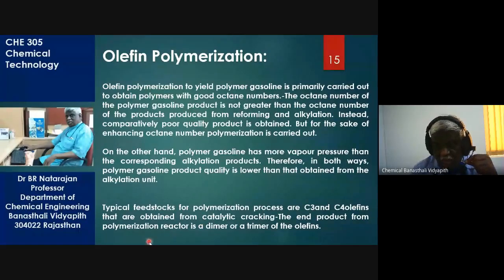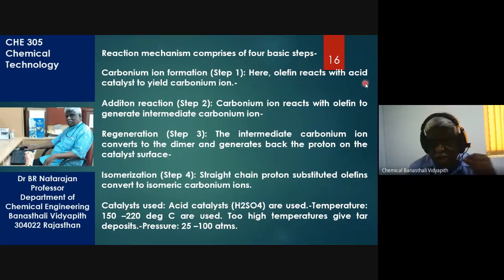The end product from polymerization is a dimer or a trimer of the olefin. So when two propylene combine, you form a 6-carbon compound. When two C4 combine, you form a C8 compound, dimer, right? So at the most, polymerization is limited to a dimer or a trimer. The reaction mechanism is interesting. We are looking at the basic steps. I have not shown the chemistry behind this because you can read it out separately.